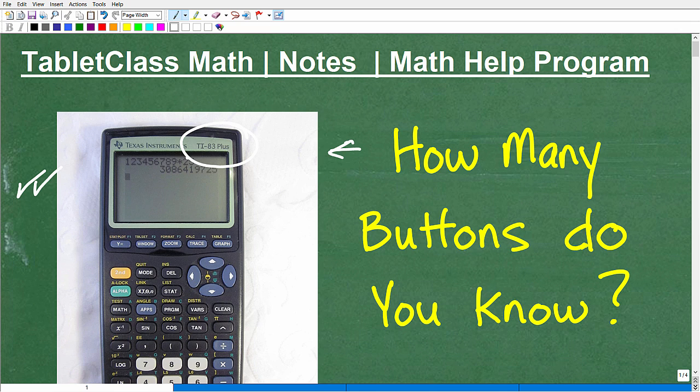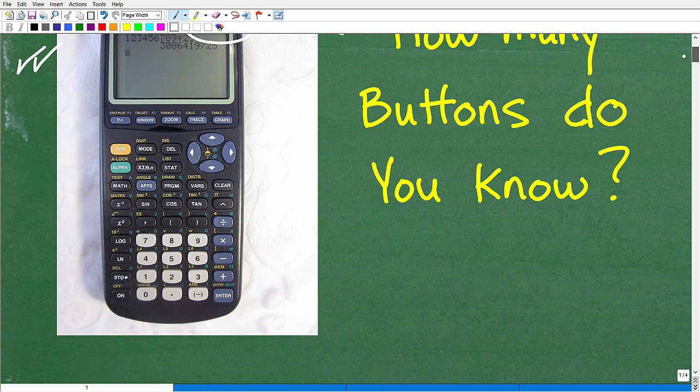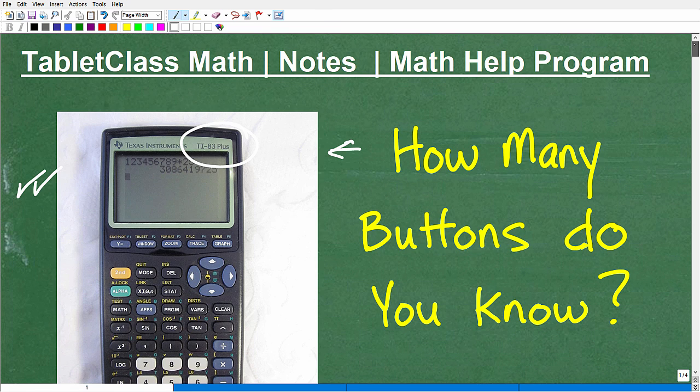But when you get a calculator like this or any calculator, look at what's going on. We have a ton of buttons here. We're like, what the heck? Who's going to teach me how to use this thing, right? It's like, well, your teacher should teach you how to use some of these things. But my question to you is, right now, how many of these buttons do you know?